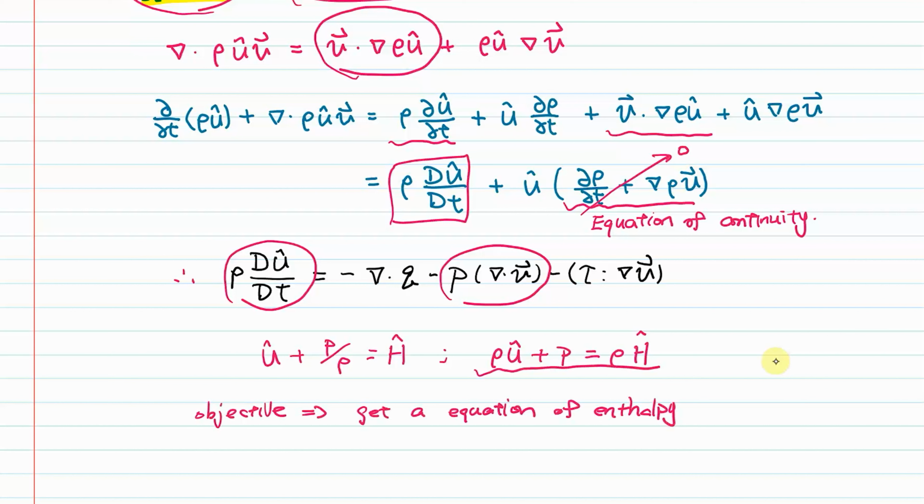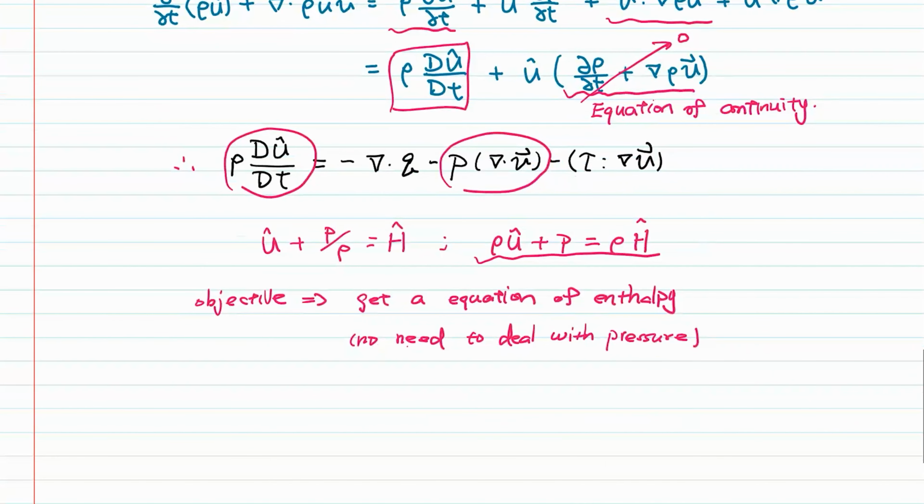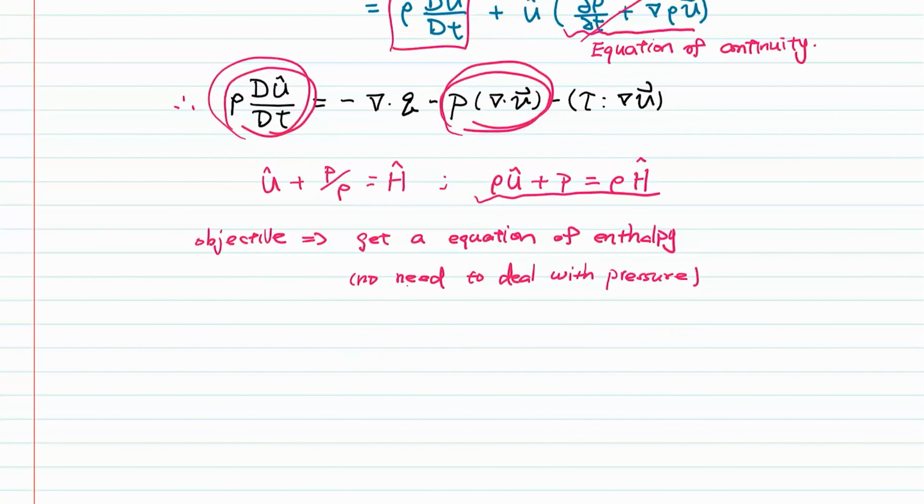So no need to deal with the pressure term anymore. Oh, that's not exactly accurate, but you'll see what's going to happen later. Okay, so let's continue. We're trying to combine the two terms with the internal energy and the pressure term here. Before we do that, we must define the substantial derivative of pressure.